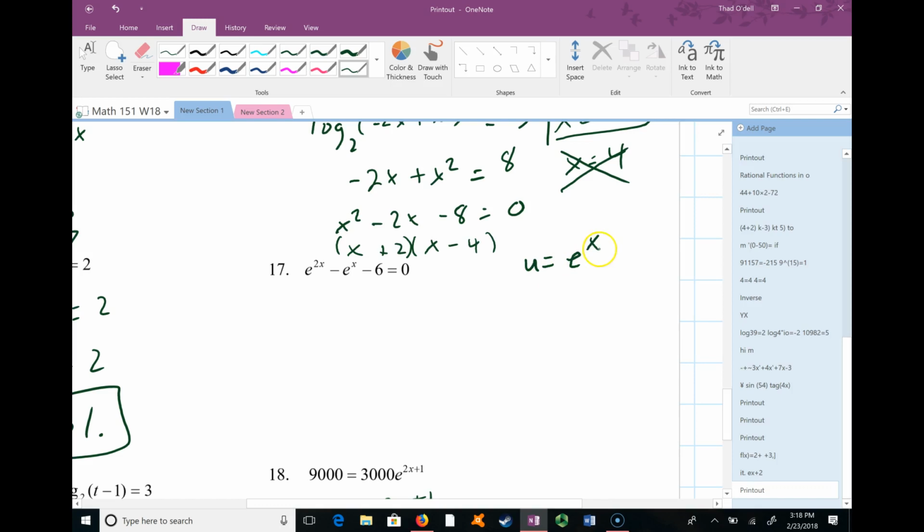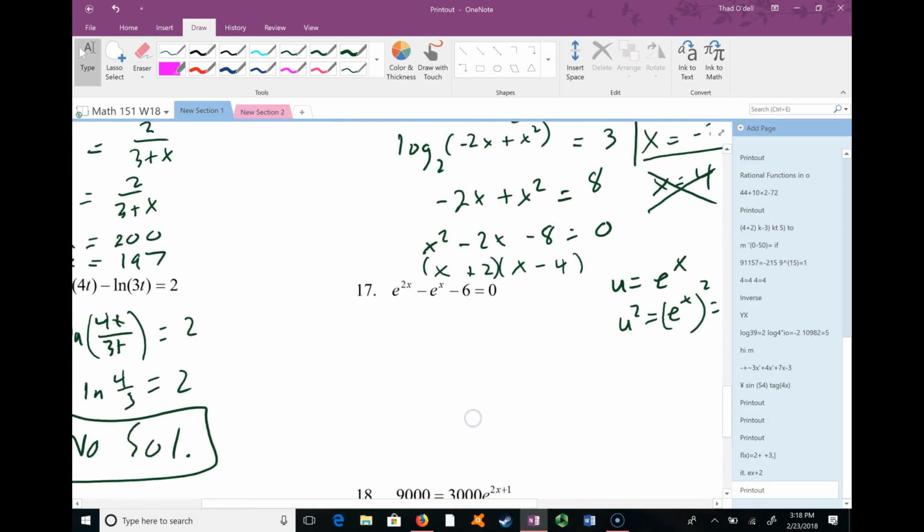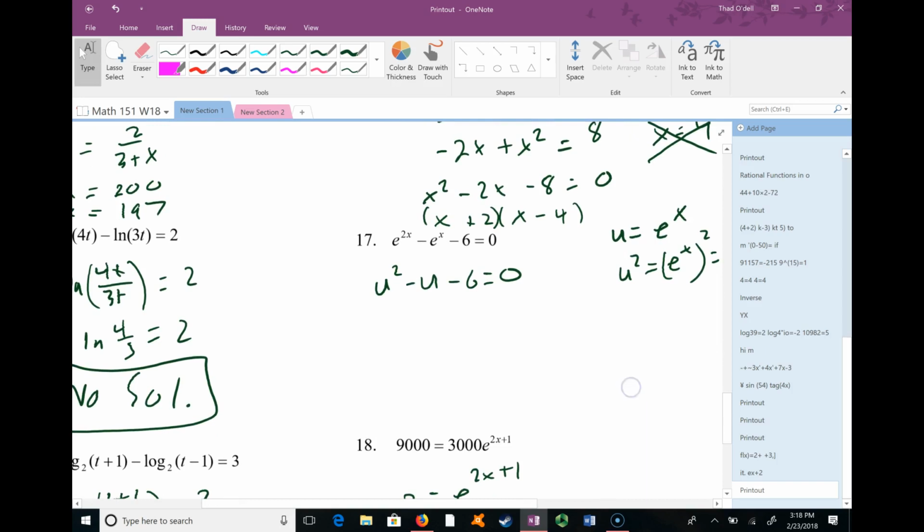Okay, so if u is equal to e to the x, we know that u squared would be equal to e to the x squared, which can also be written as e to the 2x. So really, I could rewrite this with this u substitution as u squared minus u minus 6 equals 0. And of course, that is just a normal quadratic equation, which I can factor, I'm pretty sure. That would be u, and that's 2 times 3 with a minus there and a plus there. So that means that u is equal to negative 2, and u is equal to 3.